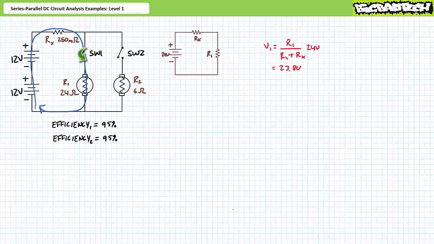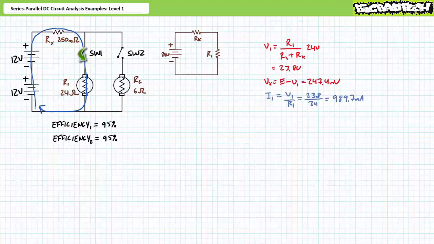An application of the voltage divider rule solving for V1 demonstrates that V1 is 23.8 volts. An algebraic manipulation of the Kirchhoff's voltage law equation for the pure series simplification demonstrates that Vx is the remaining 247.4 millivolts. An application of Ohm's law demonstrates that I1 is 989.7 milliamperes. Given this is a pure series circuit, source current equals I1, which equals Ix, and they all equal 989.7 milliamperes.